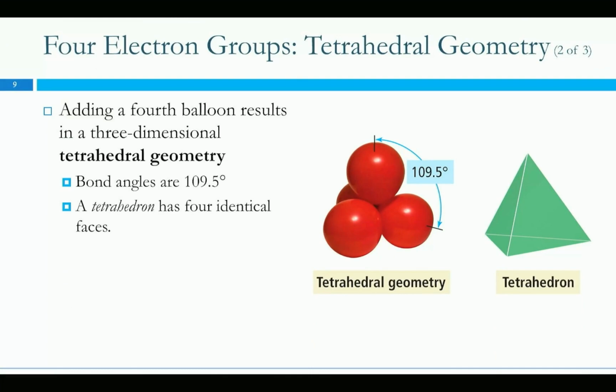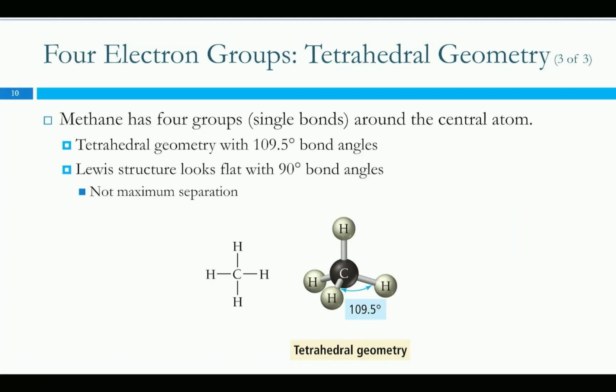So the tetrahedral is called a tetrahedral because it's got 4 points and 4 sides. So this is the tetrahedral geometry. It's a tetrahedron. Has a bond angle of 109.5 degrees. So just as one example, molecule methane, CH4. It's got 4 groups.